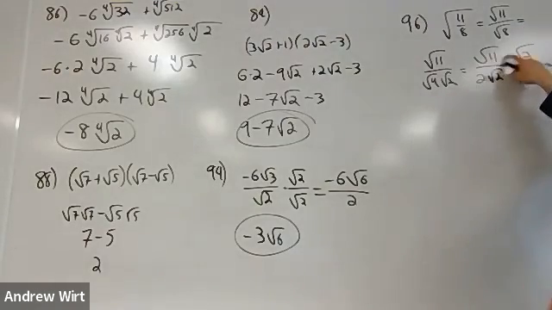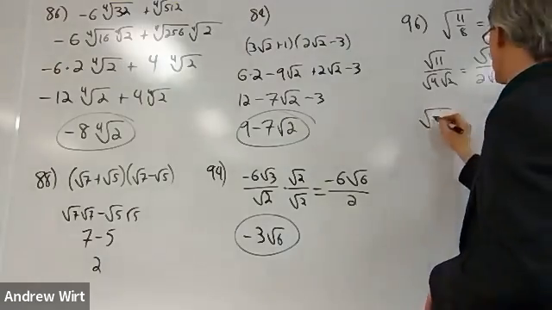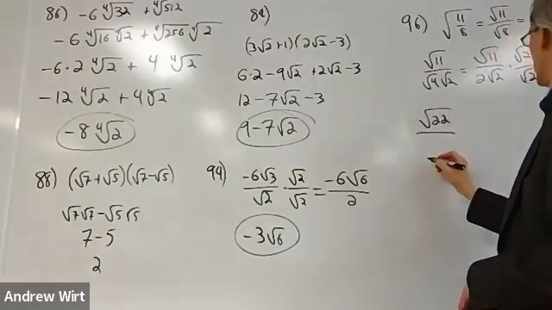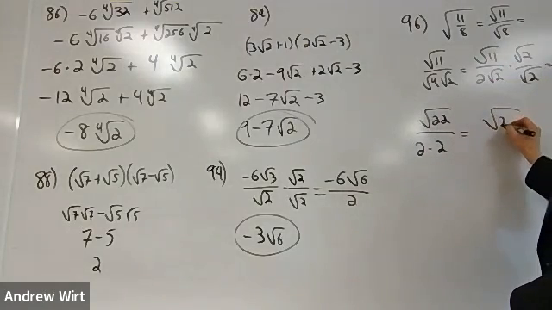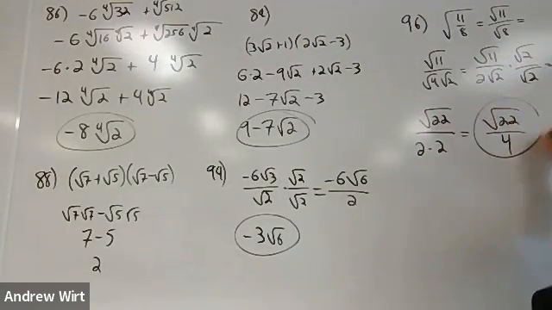Multiplying on top, we're going to combine these. So we get the square root of 22 over 2 times 2. Multiply these two together, we get another 2. And then finally, that gives us square root of 22 over 4.